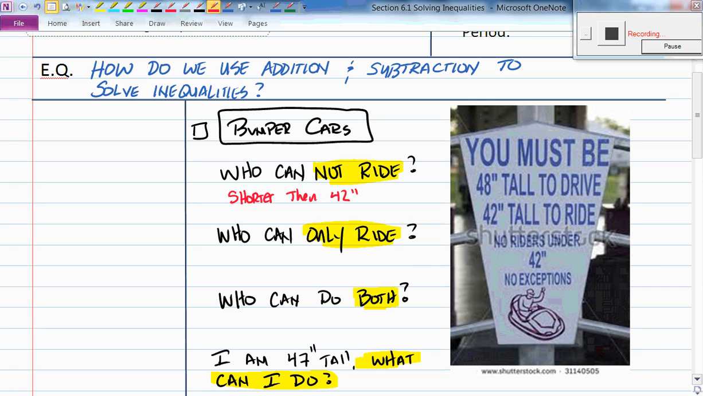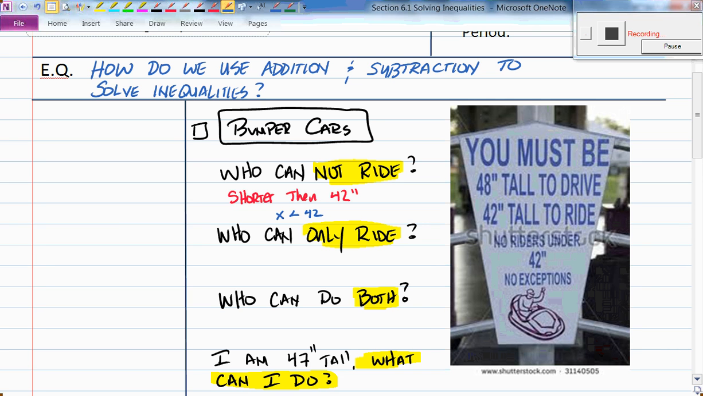Does that make sense? Did anyone put anything different? What'd you put? X is less than 42. He said X is less than 42. What does the X represent? The height of what? The person. So he wrote, and similarly, he said this. X is less than 42? Yep. Does that sound good to you guys? Did anyone else do X is less than 42? Yeah? One other person? All right, good.